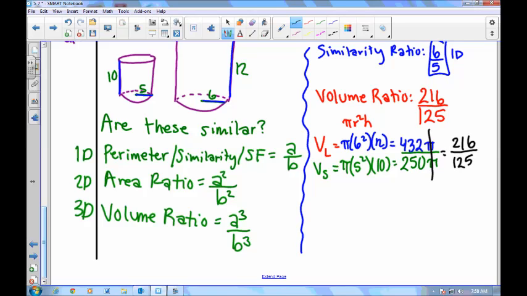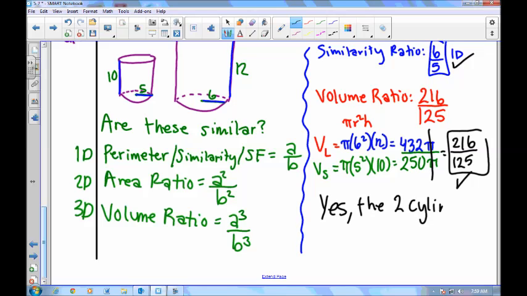So does it match? Are these 2 canisters or cylinders similar? Yes, because the similarity ratio in 1 dimension leads to the similarity ratio in 3 dimensions, and it works. So we say yes, the two cylinders, cylinder E, I can't remember, are similar.